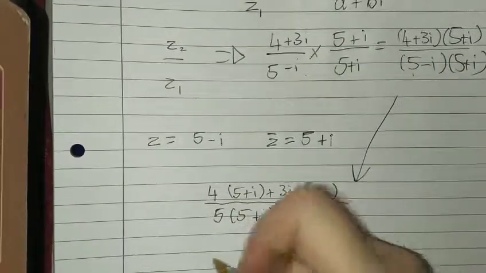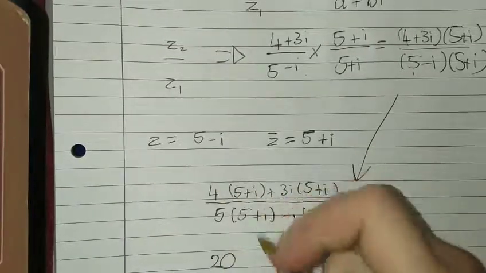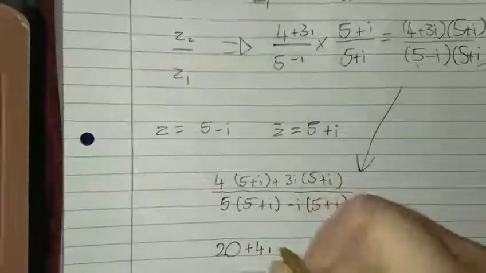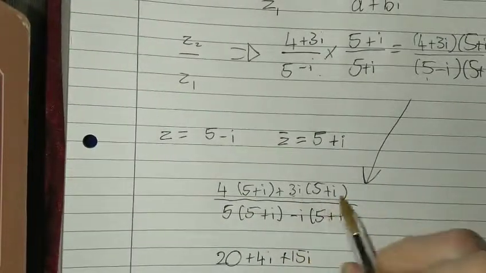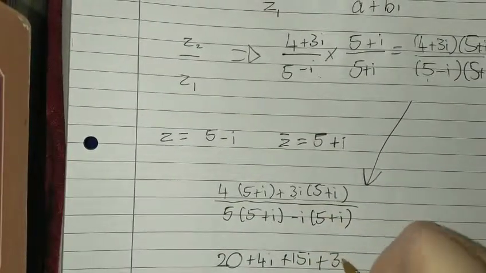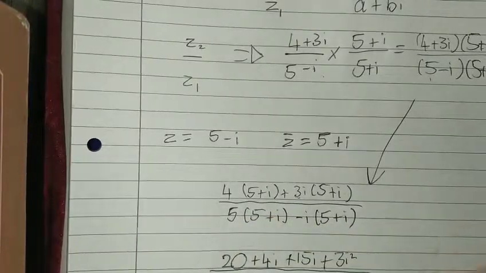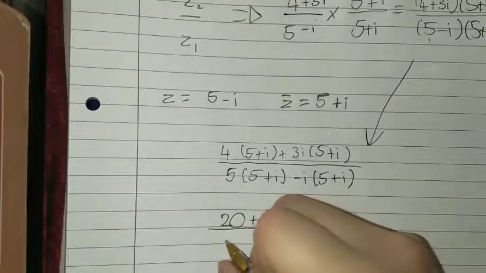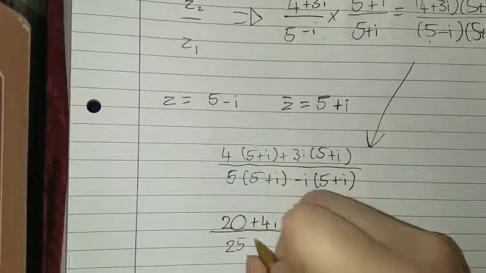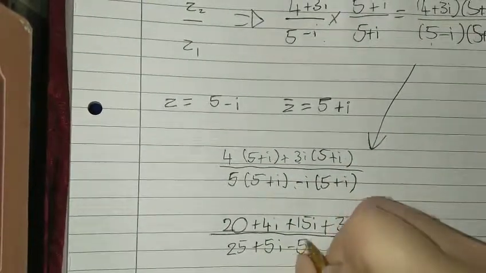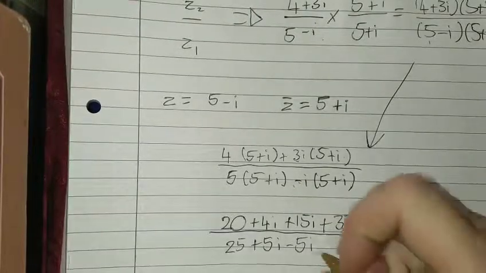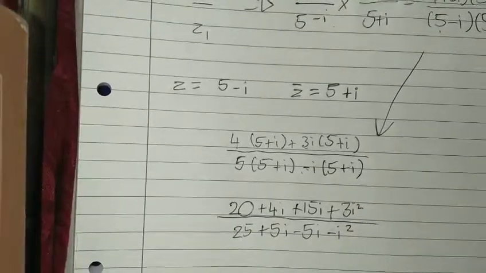So 4 by 5 gives me 20. 4 by i gives me 4i. 3i by 5 gives me 15i. And 3i by i gives me 3i squared. And then 5 by 5 gives me 25. 5 by i gives me 5i. Minus i by 5 gives me minus 5i. And minus i by i gives me minus i squared.